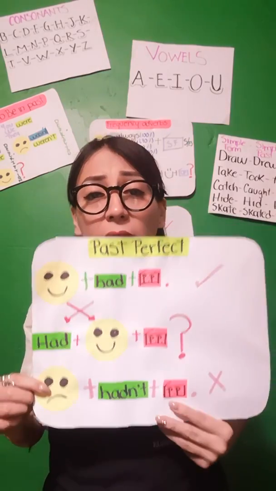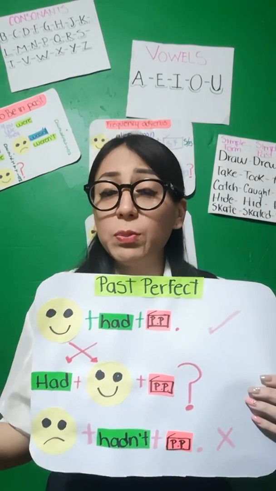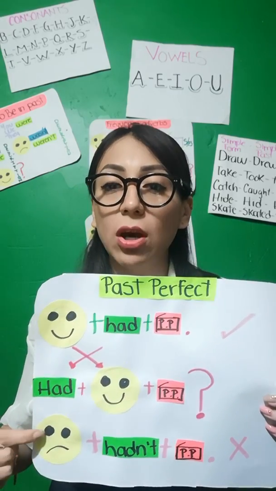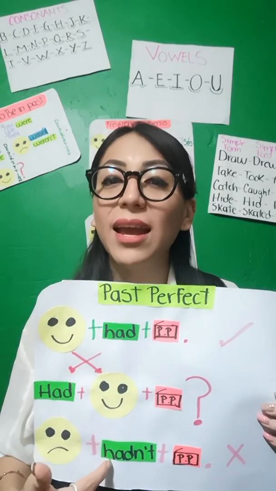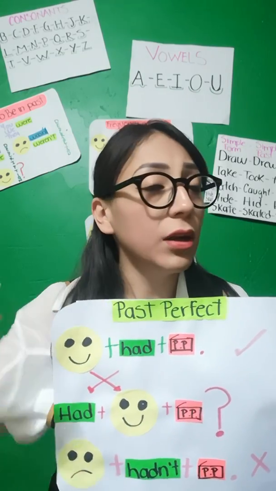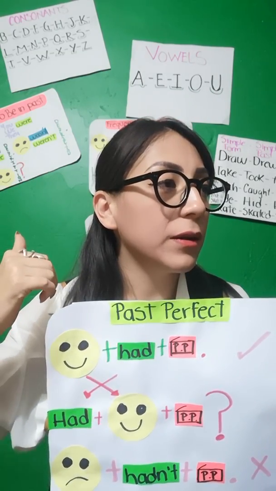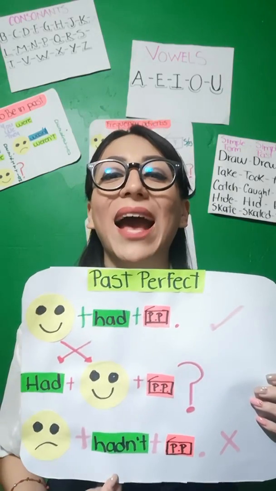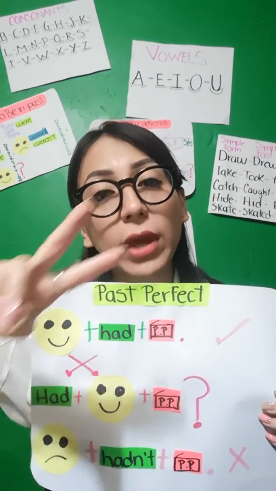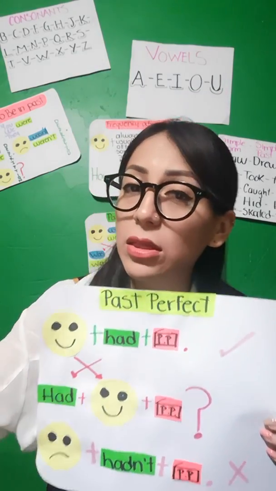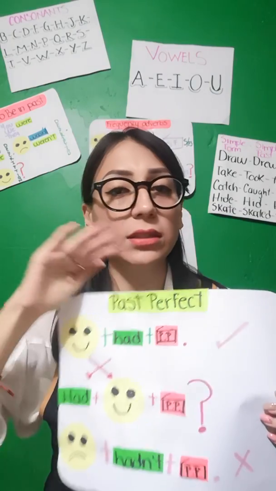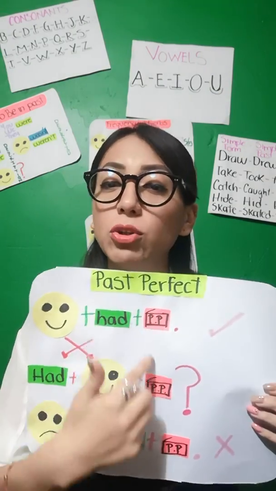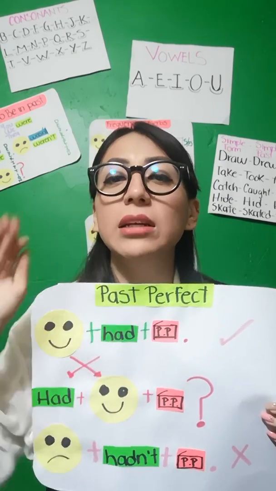Now, what happens if I want to express something in negative, in past perfect negative? I'm going to use subject plus hadn't. Remember, hadn't. Repeat. Excellent. Very good. Hadn't, guys, is the contraction of had not. Both cases are correct, guys. You can use had not or hadn't. Both cases are totally correct, plus my verb in PP form, guys. The verb is going to be in the same form in my three structures, guys.